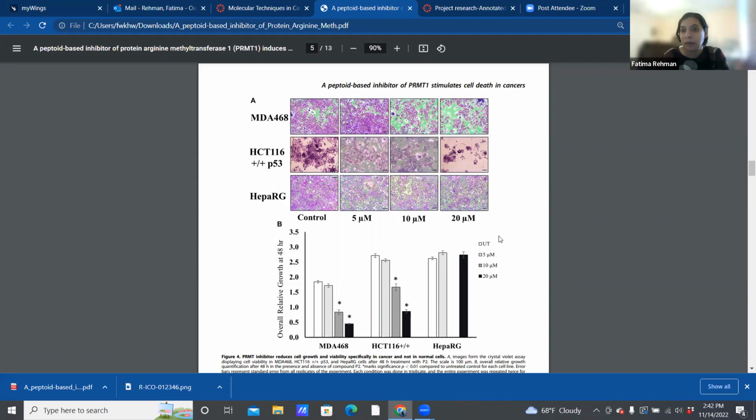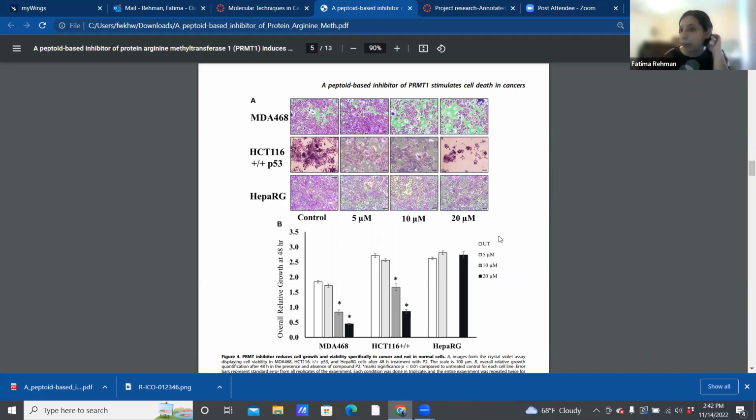Looking at panel A, what conclusion can you draw? So panel A is the pictures, cell viability, looking at untreated cells, and then looking at 3 different concentrations. And panel B is the quantification of that, okay? So looking at that, what do you find? What conclusion can you draw from this figure?